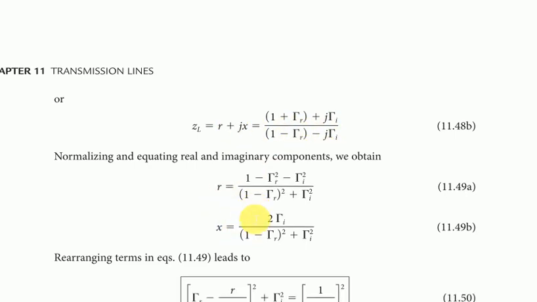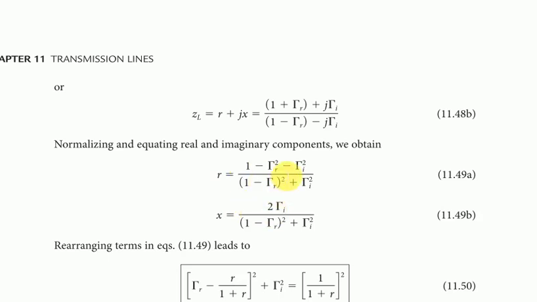Okay, now once you get these two equations, try to rearrange them. r is equal to 1 minus gamma r square minus gamma i square upon (1 minus gamma r) whole square plus gamma i square. Try to rearrange this equation in terms of a circle. It is very simple.